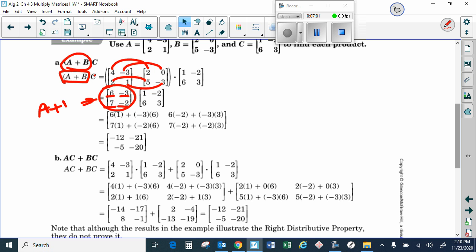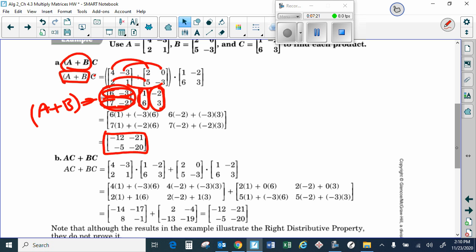That was A plus B. Now leave that on the left side, as it is here, and multiply it by matrix C right there. And remember, it's rows by columns, rows by columns. They're showing you work there, and there's my final answer right there.